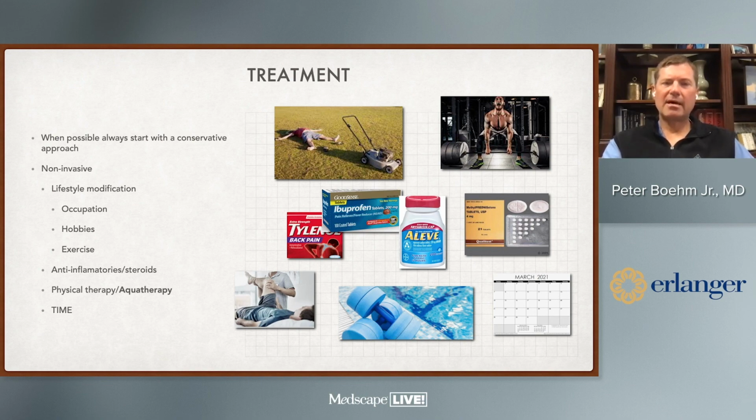In addition to lifestyle modification, over-the-counter anti-inflammatories as well as prescribed anti-inflammatories are really standard. Not everybody is a candidate for anti-inflammatories, but over-the-counter Aleve, ibuprofen, Tylenol, a Medrol dose pack, those are all excellent anti-inflammatories that can be taken for acute pain in short courses with meals to protect the stomach.